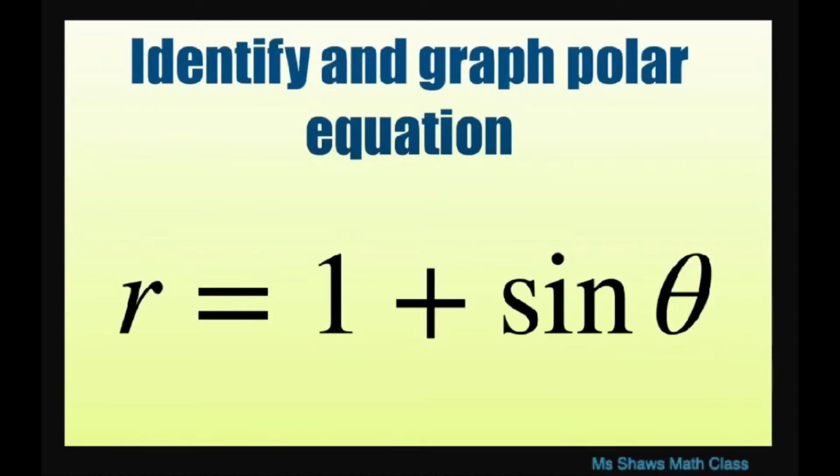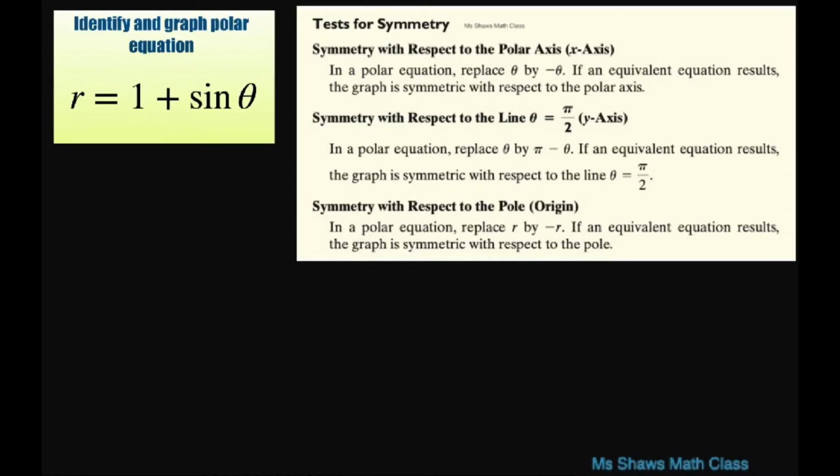Hey everyone, we're going to identify and graph the polar equation r equals 1 plus sine of theta. Before we start to graph it, this is a cardioid and we will talk about that in a minute, but we have to test for symmetry to make the graphing easier.